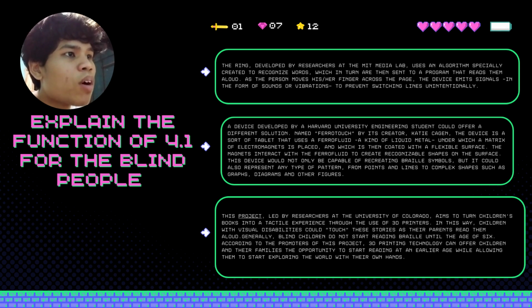A touchscreen capable of creating figures and braille. It is a device developed by a Harvard University engineering student, named FerroTouch by its creator, Katie Kagan. The device is a sort of tablet that uses a ferrofluid, a kind of liquid metal, under which a matrix of electromagnets is placed, and which is then coated with a flexible surface. Then the magnets interact with the ferrofluid to create recognizable shapes on the surface.